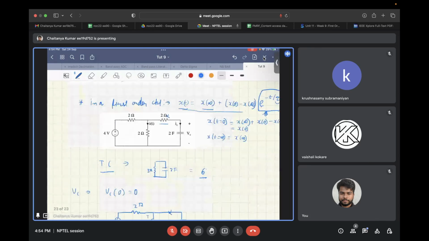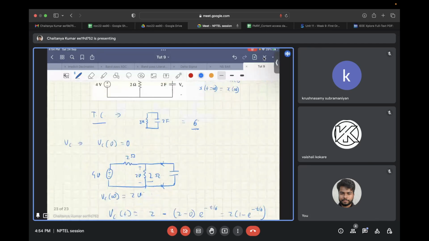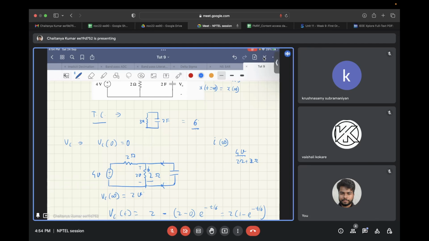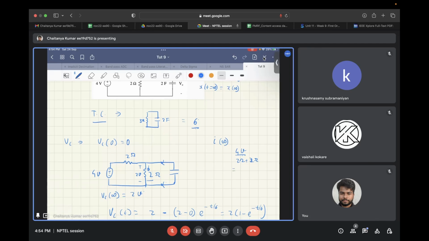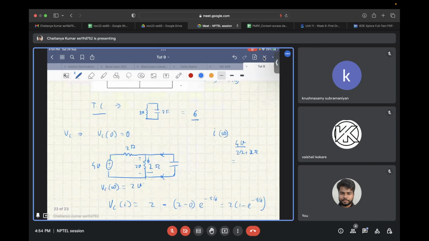Now again, similarly finding the value of the current. In steady state, that is I(infinity), you can find from here. That is the current flowing: 4 volt divided by 2 ohm plus 2 ohm, because no current flows through this capacitor, and these 2 ohm resistors are in series for this purpose. So the final value of this current is 1 amp.